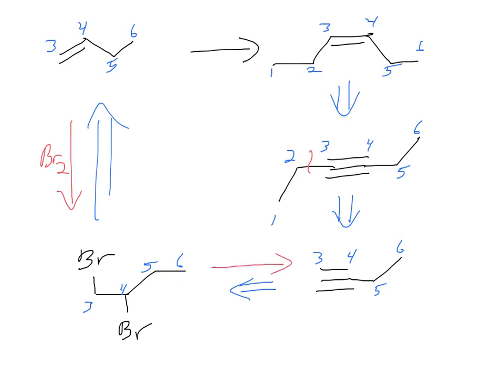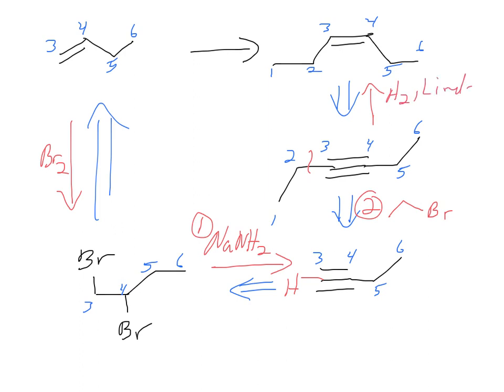If I want to do an elimination, I'd want to use NaNH2, a strong base. And if I use a lot of it, I can do this all in one step. I could do the double elimination. I could also use it to take off this H, if this is step 1. Step 2, I could add in the alkyl halide I want to add, a 2 carbon piece. And then finally, if I want to turn an alkyne into a cis alkene, that's H2 with Lindlar's catalyst.